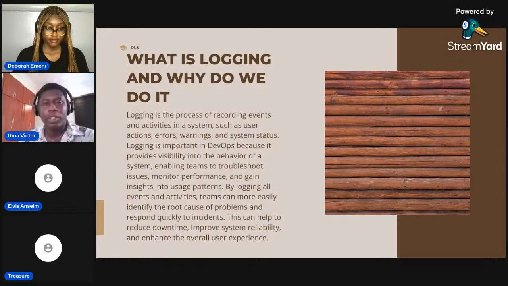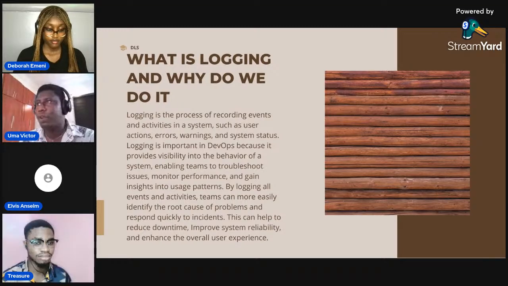First of all, what is logging? Logging is a process of recording events and activities in a system, such as user actions, errors, warnings, and system status. Let's say, for example, as a web developer, you are using console.log to log out some values so that you can debug your application. In the context of DevOps, it is almost, or should I say, the same thing.